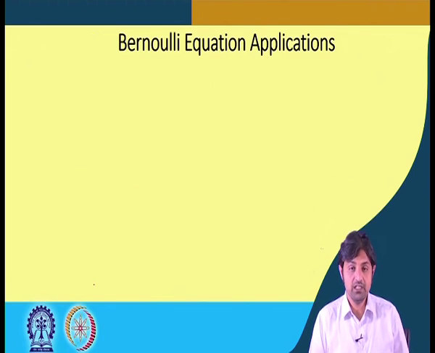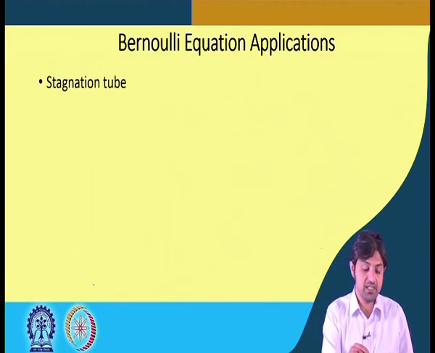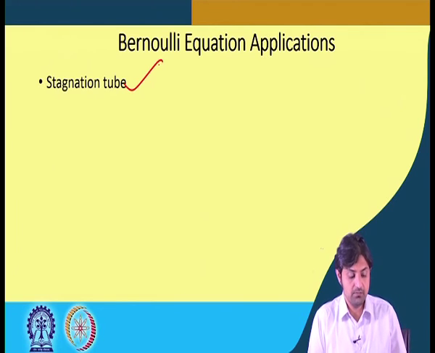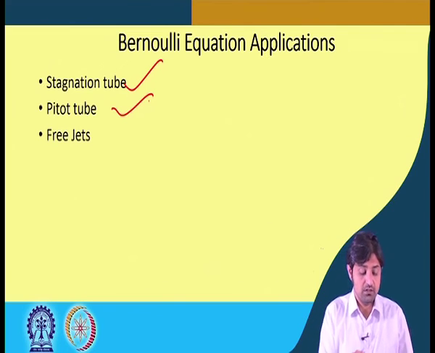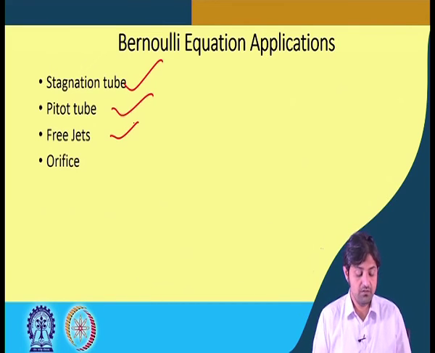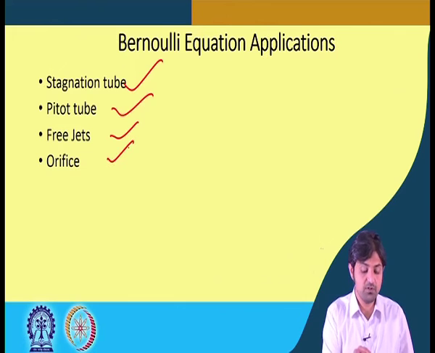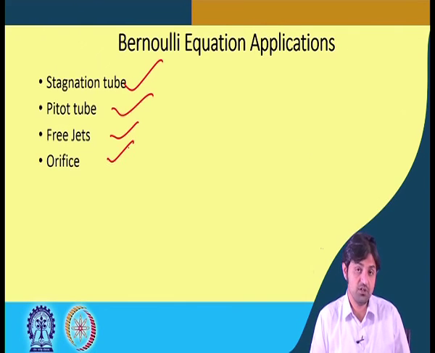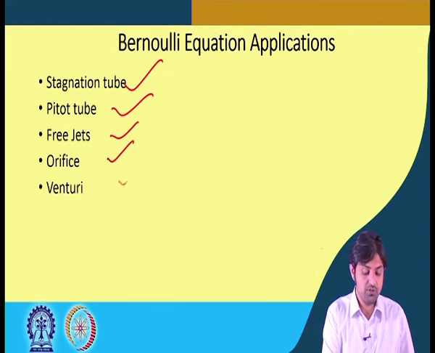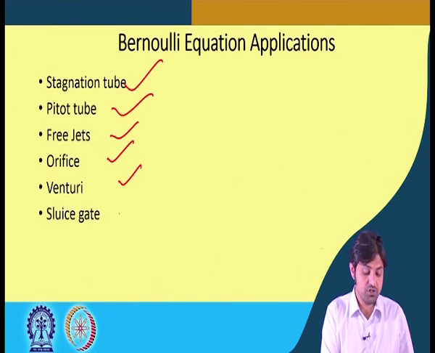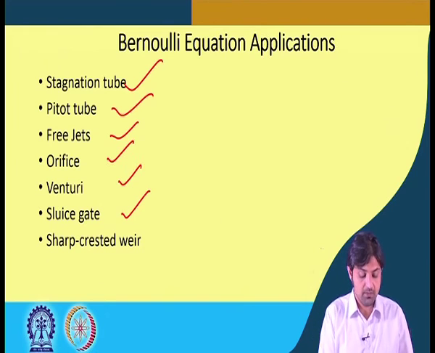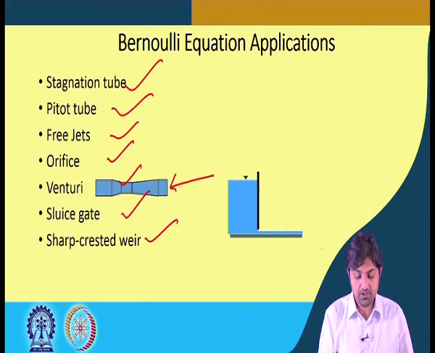So now the Bernoulli's equation applications. One is stagnation tube that you have already seen. The other was pipette tube, which we discussed. The free jets equation we have seen. We have not seen orifice, but orifice is one of the other areas where Bernoulli's equation is there. Venturi meter. The Bernoulli's equation is applied across sluice gate and sharp crested weir. This is how a Venturi meter looks like. This is how a sluice gate looks.